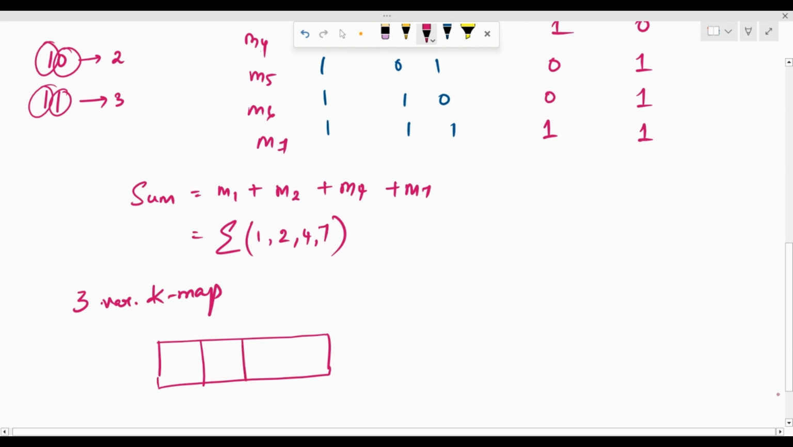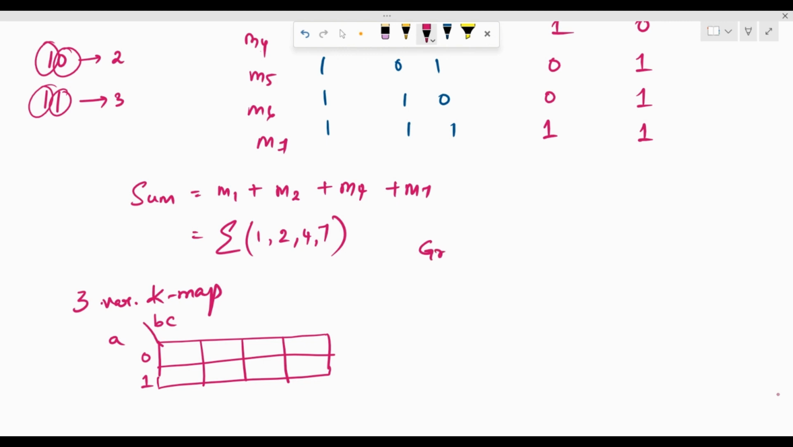So the eight combinations. If this is A, here I can have B and C's combinations. So A can either be 0 or 1. B can take the values of 0, 0, 0, 1, 1, 0, and 1, 1. But we are not going to arrange it in that order. We are going to arrange it according to gray code.